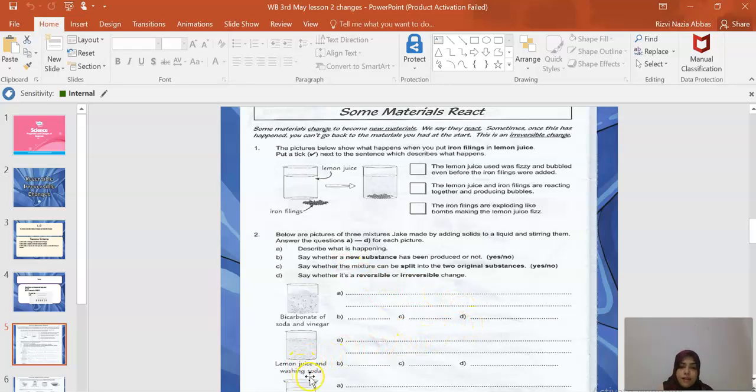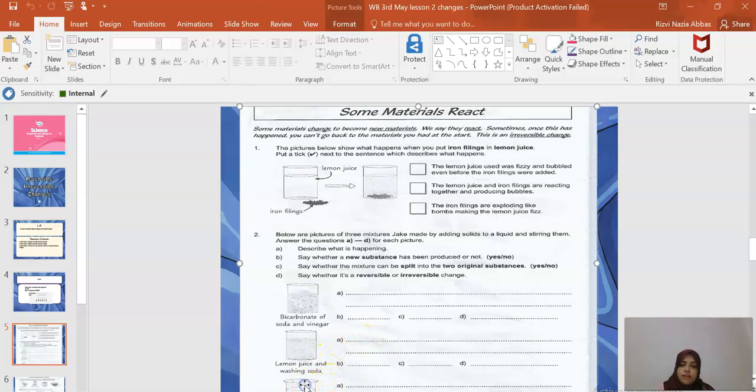Same way here, lemon juice and washing soda. You can see the picture. You have to look at the picture carefully. You can see some bubbles there. So what does it mean? Can you describe what's happening? Do you think you can split them back? Do you think a new substance is being produced?